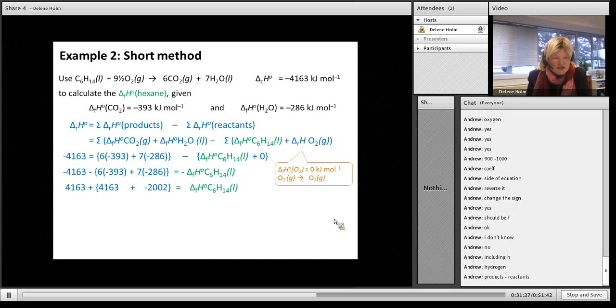Okay, you're typing the product's reactants, and that's fine. You decide which one. Sometimes you don't have any choice because of the way they don't give you heats of formation, they give you combustion and reactants and all that sort of thing. But wherever you get given heats of formation, you can choose the short method.